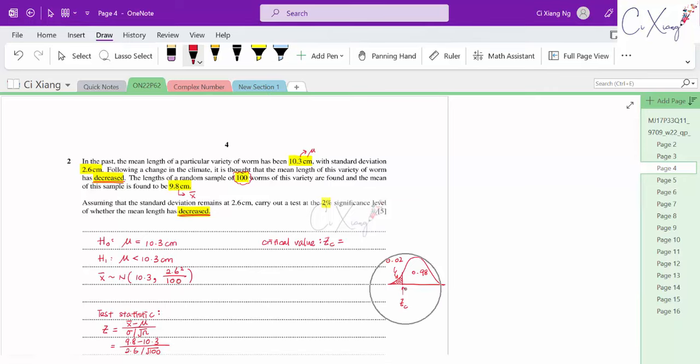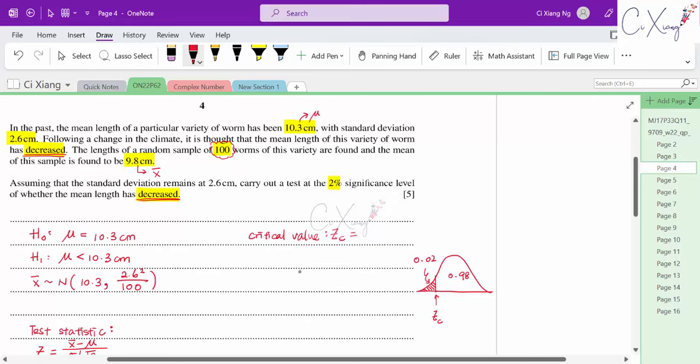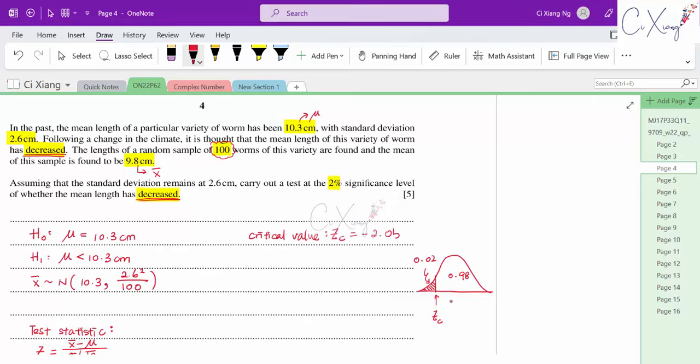But from the diagram that we have here, our rejection region is on the left hand side, and the critical value should be a negative value. So you can write negative 2.054 or you can write negative 2.055.